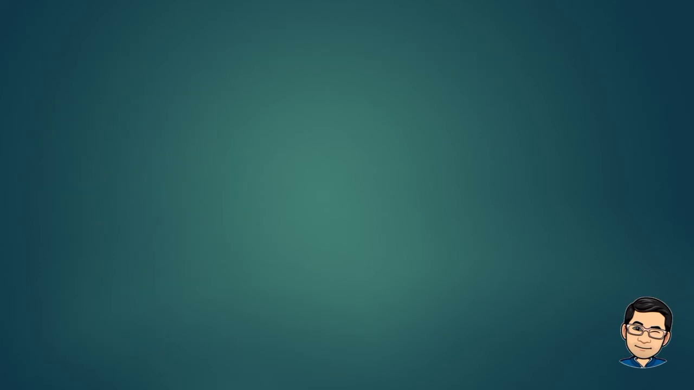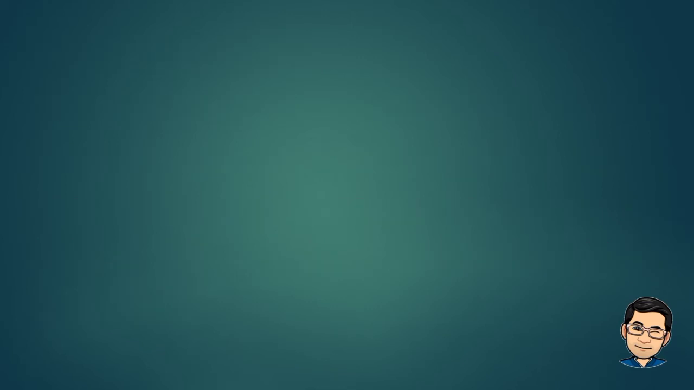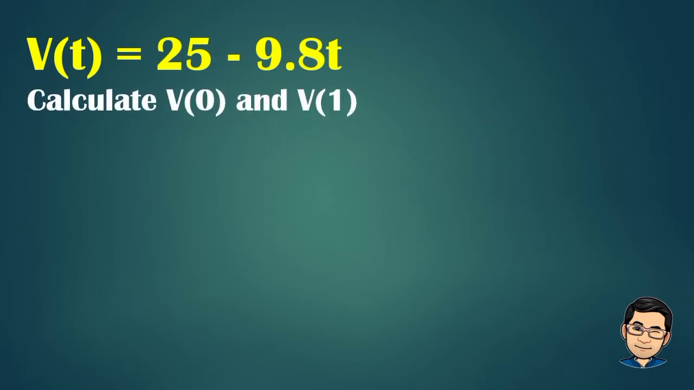So, let's have problem number 1. The velocity v in meter per second of a ball thrown upward t seconds after the ball was thrown is given by v of t is equal to 25 minus 9.8 t. Calculate v of 0 and v of 1. So, yung 0 and 1 na to, time sila in seconds. So, para makuha yung initial velocity niya from 0 second, tapos after 1 second, isa-substitute lang natin yung 0 and 1 to the given function.